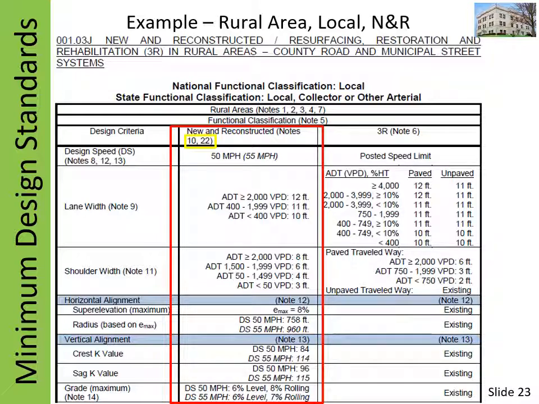Notes 10 and 22 apply to new and reconstructed work. Note 10 would not apply to this example project since Saline County is not in the Sandhills area of Nebraska. Note 22 potentially allows some design flexibility for very low volume roads, that is, fewer than 400 vehicles per day, for the roadway and roadside adjacent to a replacement bridge or structure.